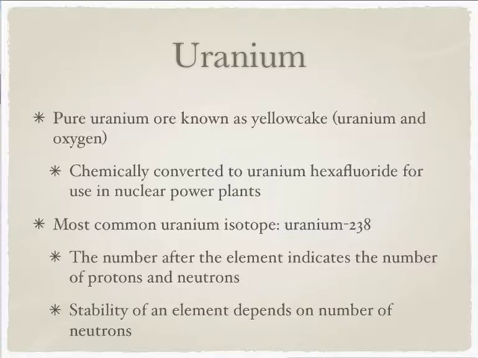The most common isotope of uranium that is used is uranium-238. This number, 238, indicates the number of protons and neutrons present in the element. As we could have known from chemistry, stability of the element depends on the number of neutrons in the element.